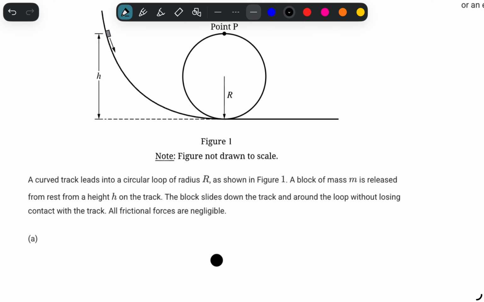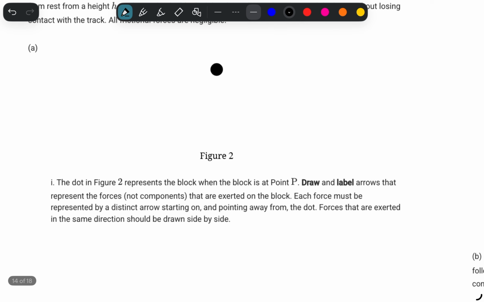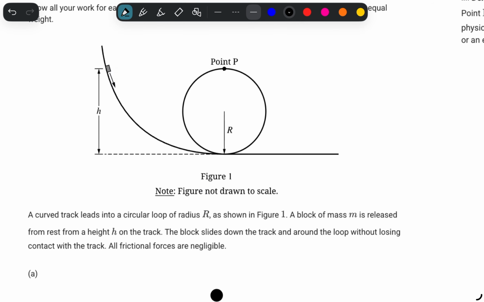So we're asked to draw the FBD right here. This is going to be when the block is at point P, aka here at the upside down position, like this. So when you're upside down, you're always going to have a weight force on Earth at the center of mass anywhere you are, regardless if you're upside down or not. And you're going to have upwards normal force.